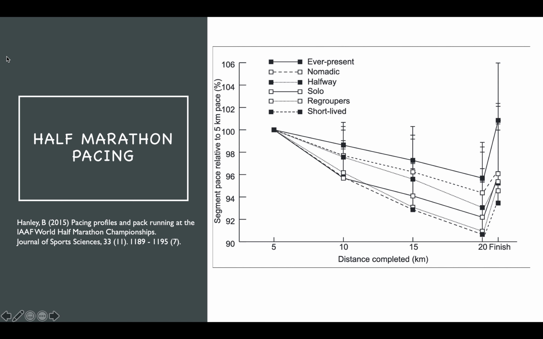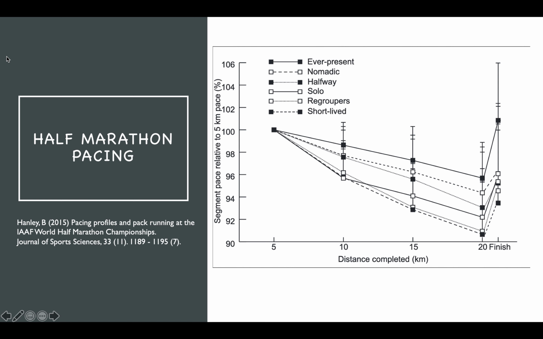you achieve better performances. And then the people who slowed down the most throughout the race was the short-lived group, the regroupers, and shortly above that was the solo group. So the people who didn't spend very much time in a pack slowed down more throughout the race compared to people who spent a majority of the race in a pack.